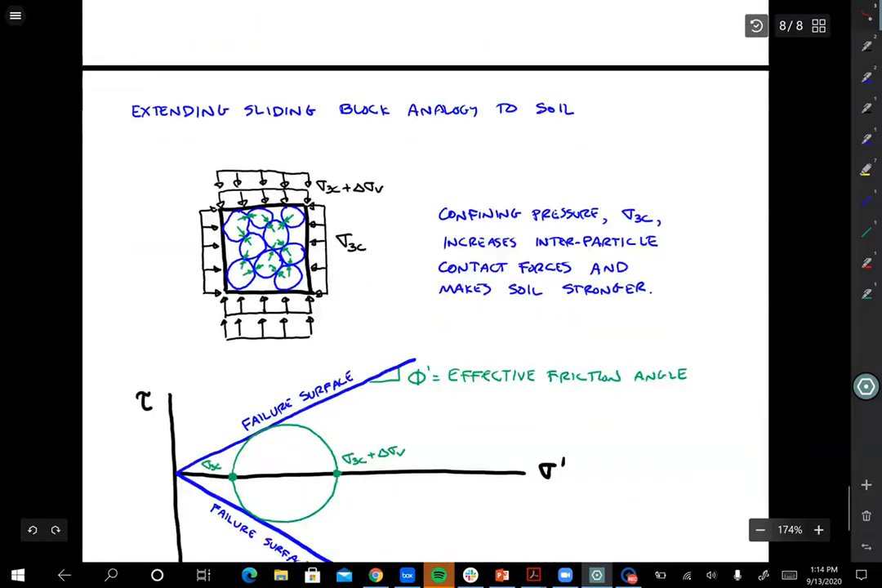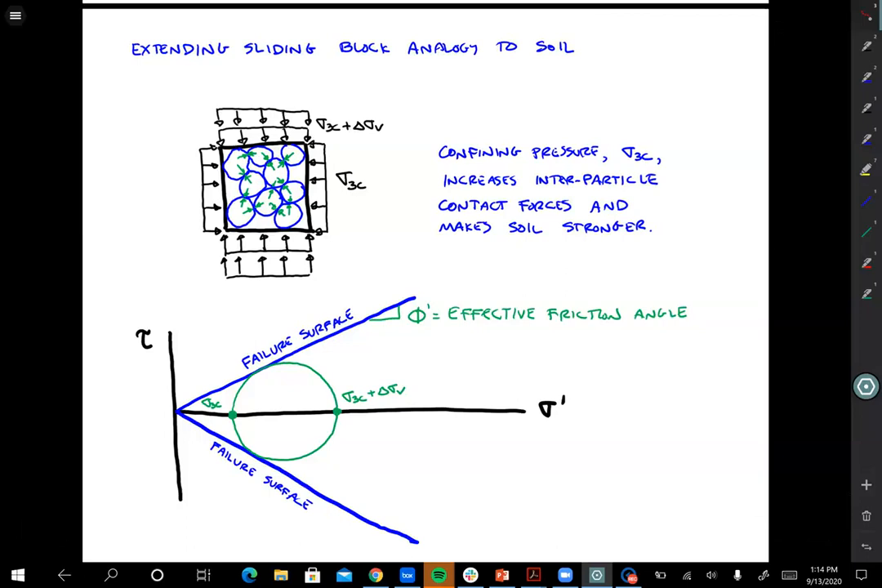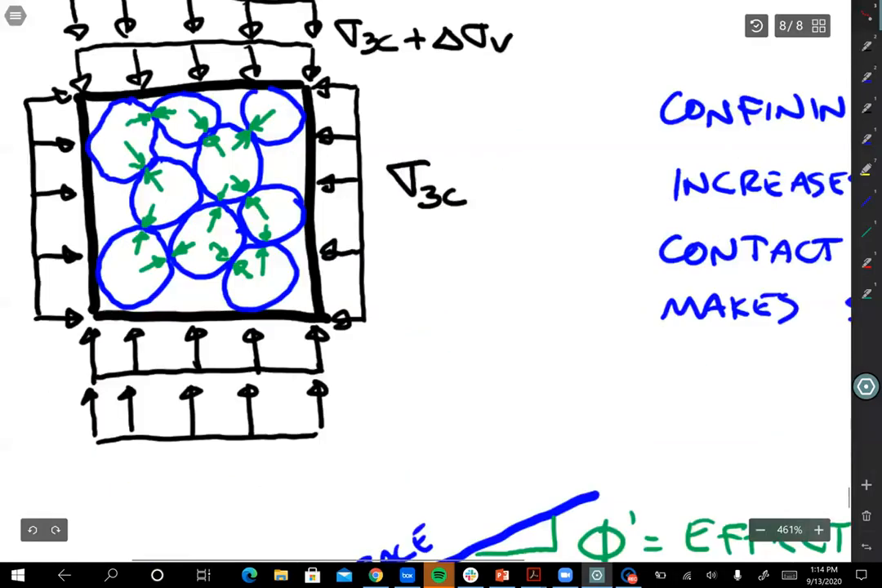Now let's take that sliding block analogy and extend it to soil. All right. When we have soil, here's a little network of soil particles that are all in contact with each other. And what I've done is impose some confining pressure here, sigma 3c, to the soil. And as that confining pressure is imposed, all of these inner particle forces that I've drawn will increase. Right? You get these inner particle forces acting on the soil. And those particles are pushing against each other pretty hard.